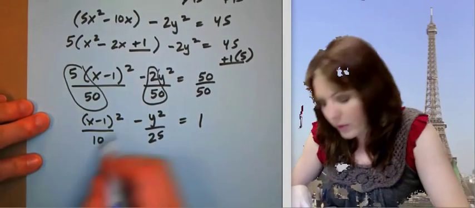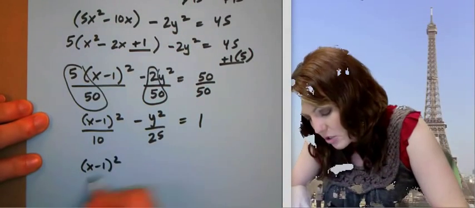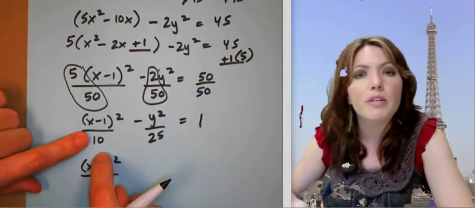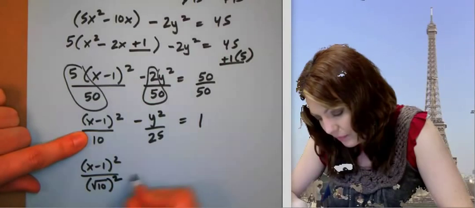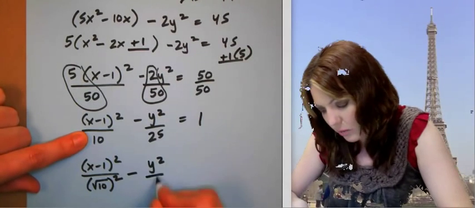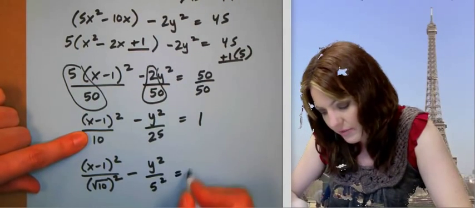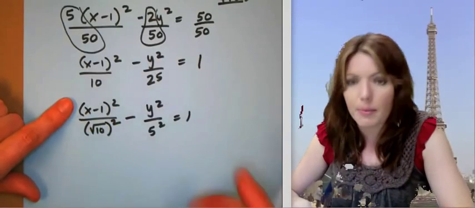Okay, so if we want to make sure that we're writing this in terms of numbers squared, there's no perfect square root of 10, so we actually write it as the square root of 10 squared. And we write 25 as 5 squared. Let's get that up a little bit.